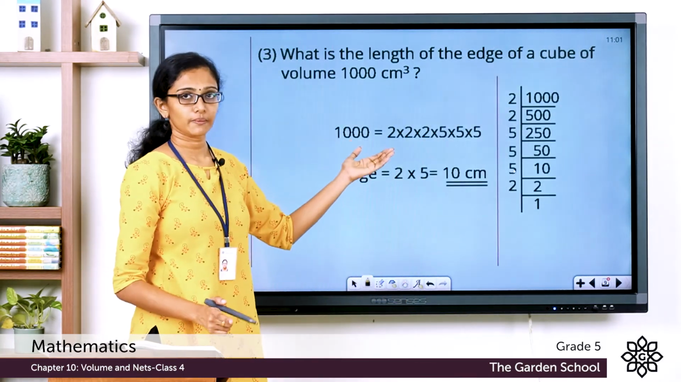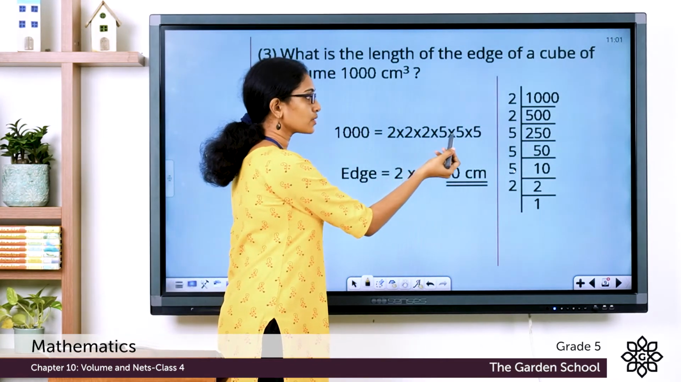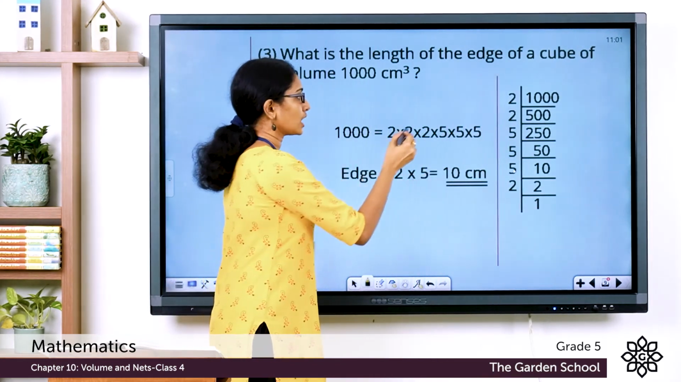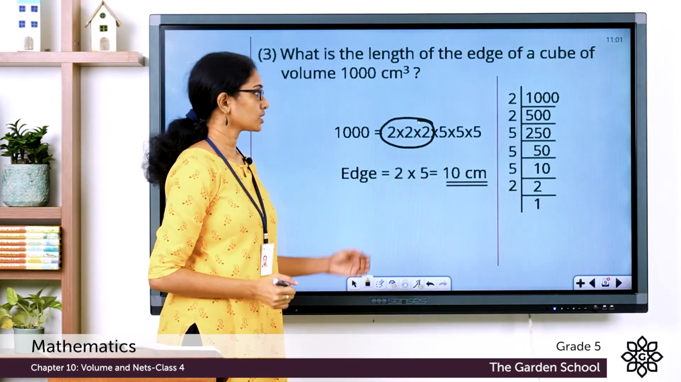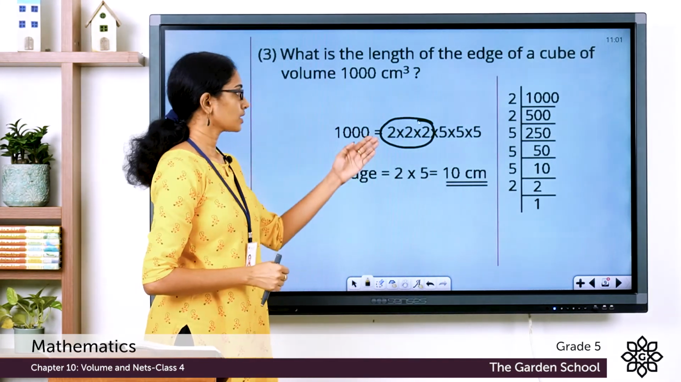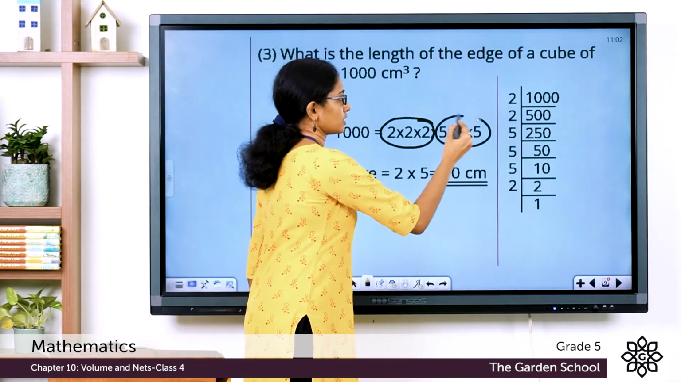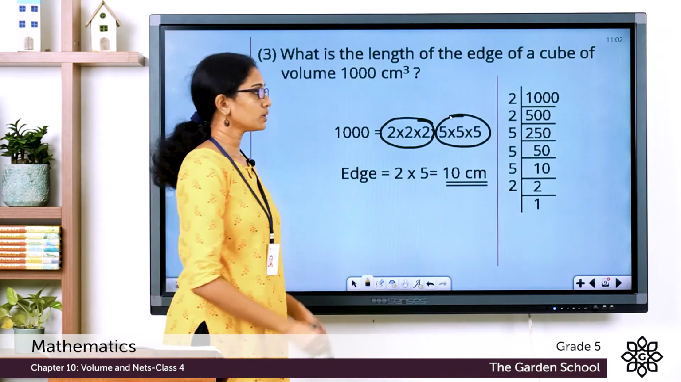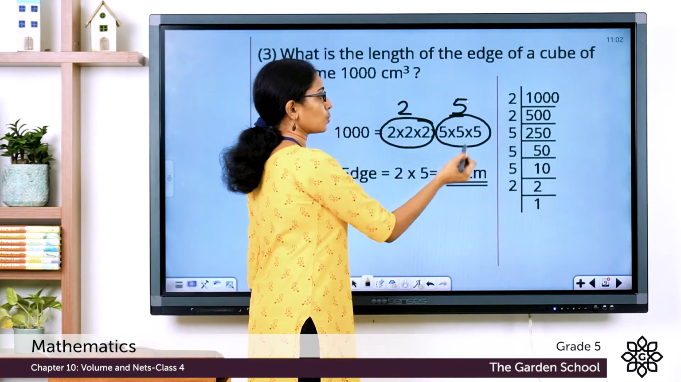So 1000 can be prime factorized into 2 into 2 into 2 into 5 into 5 into 5. Then you have to group them into groups of 3 factors each, 3 same factors. Now here we grouped the factors 2. Again this is also made into one group. Then you have to take 1 from each of these groups. So 1 2 from here, 1 5 from here.